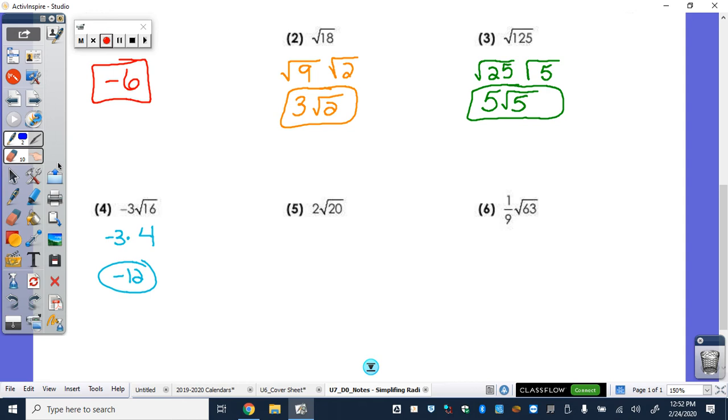Fifth example, is 20 a perfect square? Nope. What is our largest perfect square that goes into 20? 4 times 5. So 4 goes first. Square root of 4 is a 2. 5 stays under the radical. What do I do with this other 2 that was already there? Multiply it by the 2 that we got from the 4. 4 radical 5.